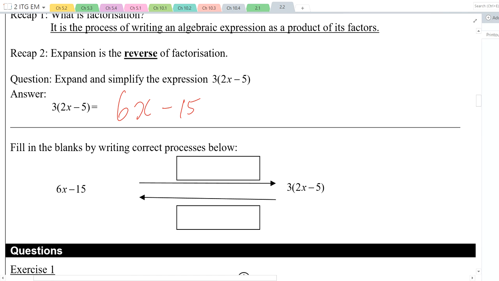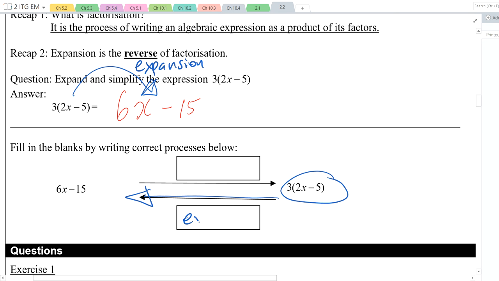Okay, so here we have 3 times of 2x minus 5 is actually 6x minus 15. What is this process called? To go from the left hand side to the right hand side, what is this process called? Expansion, yes, expansion. When we go over to this side, it is called expansion.